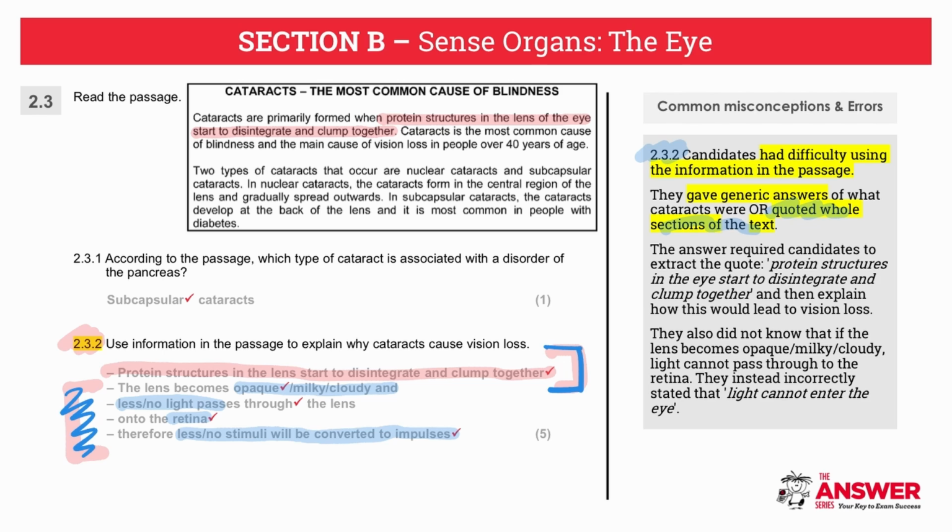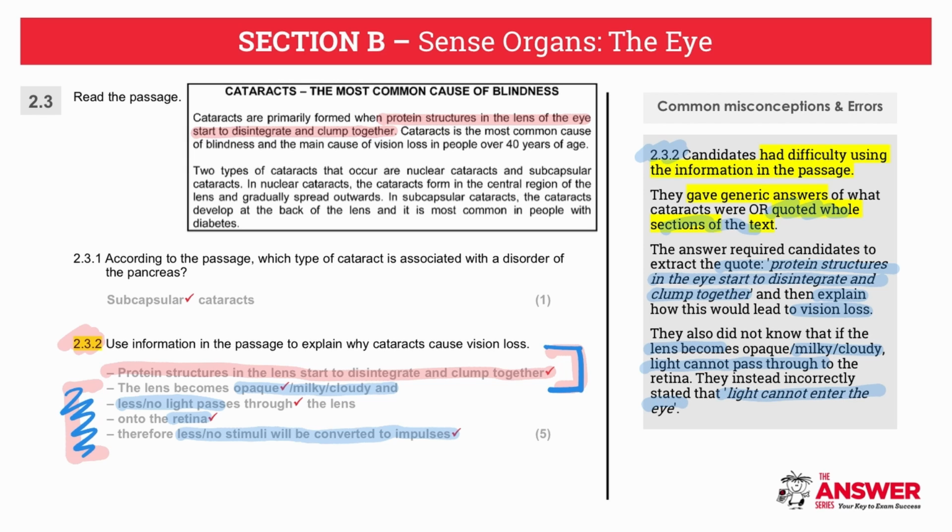The answer required candidates to extract this quote, "protein structures in the eye start to disintegrate and clump together," and then to explain how this leads to vision loss. They also did not know that if a lens becomes milky or cloudy or there's a clump in it of some kind, light cannot pass through to the retina. They instead incorrectly stated that light cannot enter the eye.